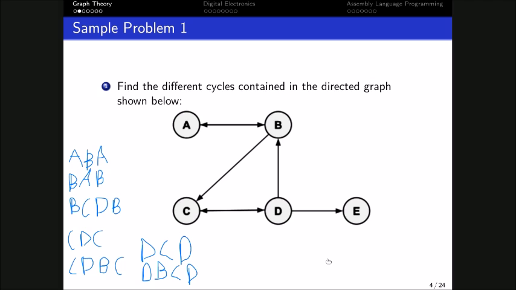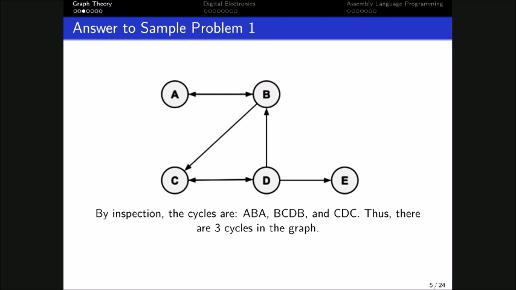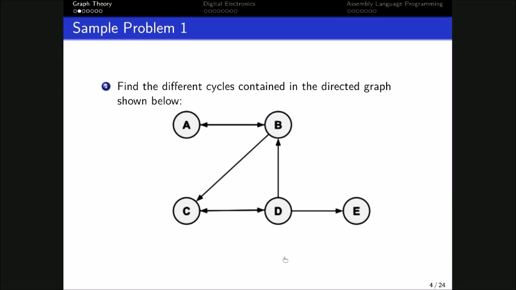So the answer should be on the next slide. So it's ABA, BCDB, and CDC. It cleared all of them, but essentially what I did was list all of them. So now I'm going to talk about how there's certain repeats, right?